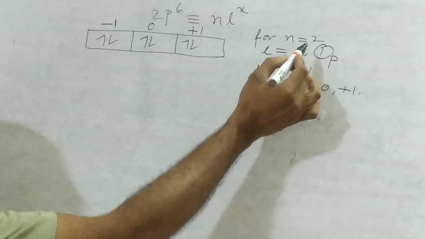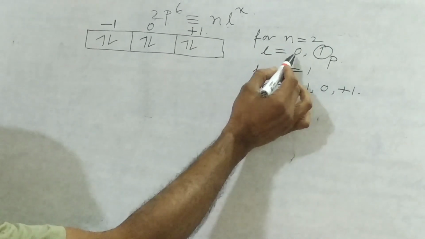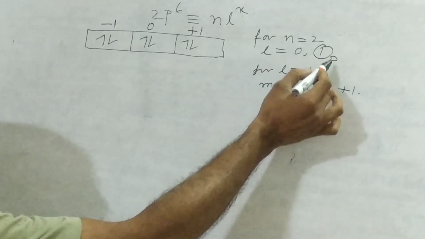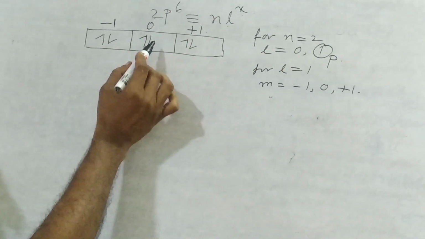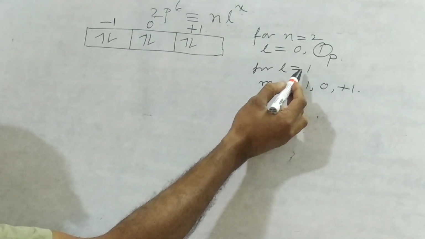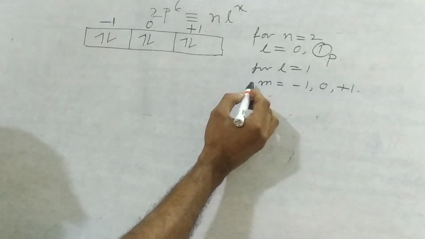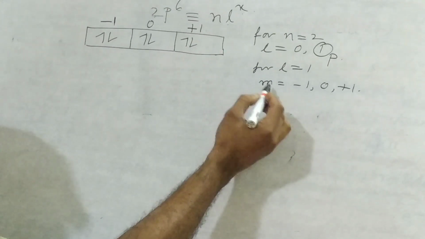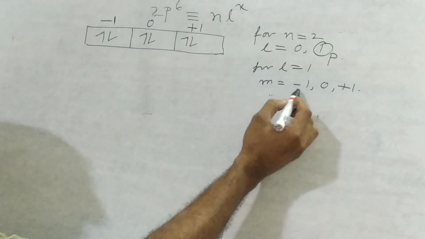Now for n equals 2, l can have 2 values, and those are 0 and 1. Here 1 means p orbital, we have drawn this p orbital. And for l equals 1, that is for p orbital, which is a sub-energy level, the values of m are minus 1, 0 and plus 1.